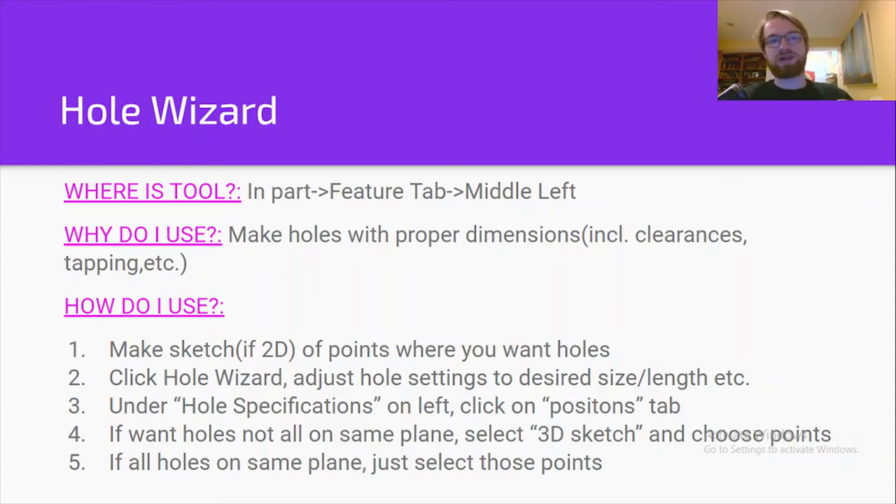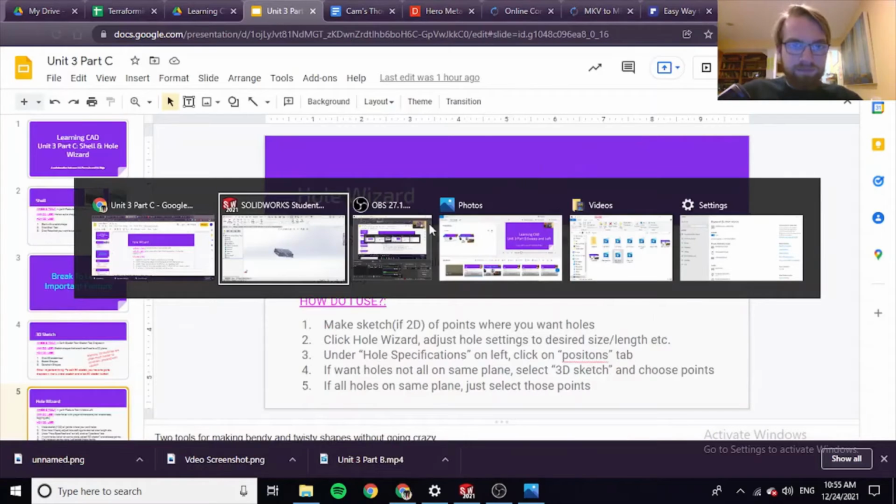And the Hole Wizard will help you with these things without you having to think about it so much. We can say, give me a 1/4-20 hole with a loose clearance, and it'll give a really loose fit on the bolt. And I'll demonstrate that now.